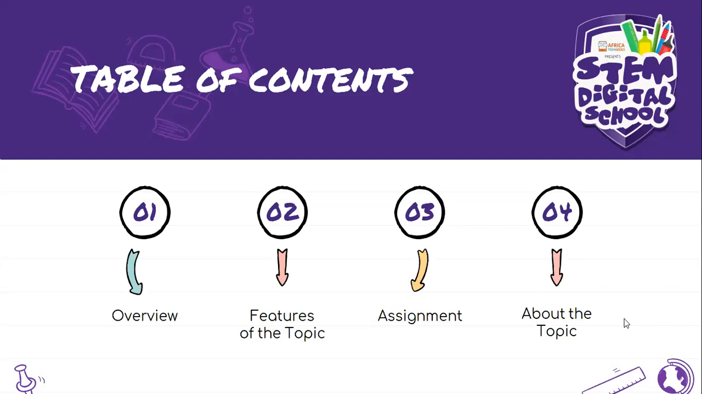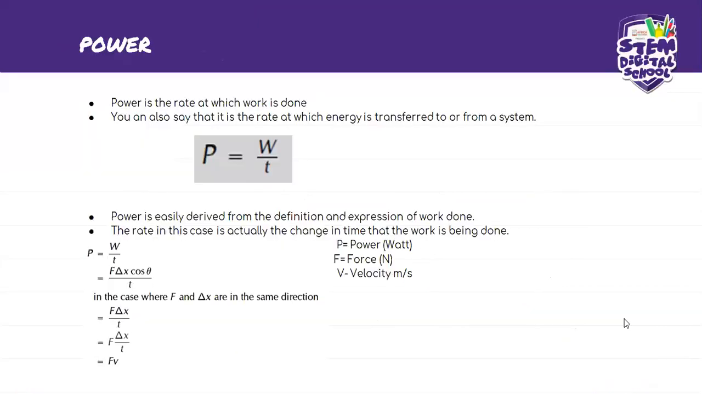Power. What is power? It says here that power is the rate at which work is done. So you have work, but now it's according to time, and that makes it power. You can also say that it is the rate at which energy is transferred to and from a system. They're going to want to know that from 0 seconds to 20 seconds, this and this happened, and then you can find your time because you've got a rate that is indicated.